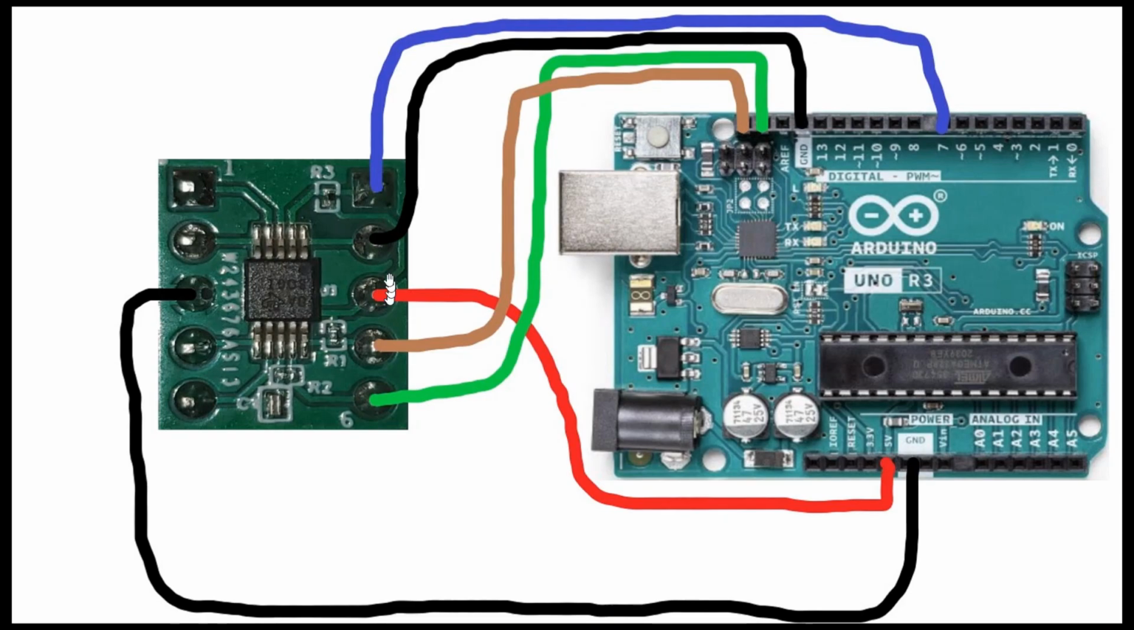Next, we have the 5 volt. I got it connected to the 5 volt pin here. Ground, as you can see here, is connected to the ground. That's for the power supply.